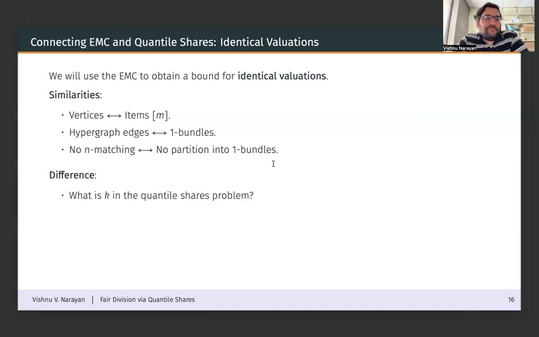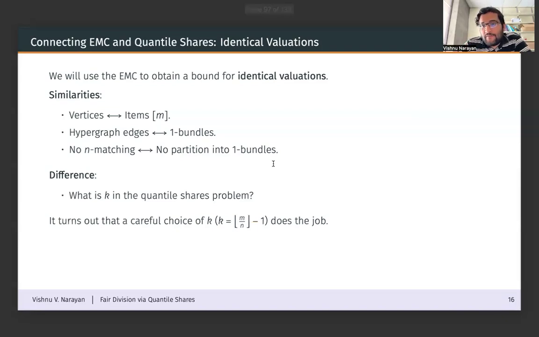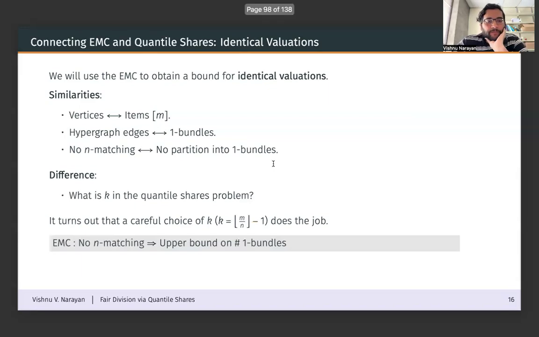But there's still some difference between the EMC and quantile shares, namely what is K in the quantile shares problem? The Erdős matching conjecture considers K-uniform hypergraphs. So what is the K that we have to use? It turns out that a careful choice of K, where K is floor of m over n minus 1, does the job. So here's how the proof is going to work at a high level. The Erdős matching conjecture says if there is no n matching, then there's an upper bound on the number of 1 bundles, which is a lower bound on the number of 0 bundles, which implies that the Q quantile is at 0 and not 1.